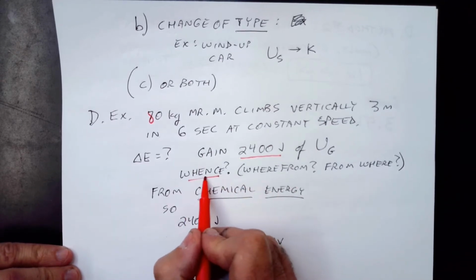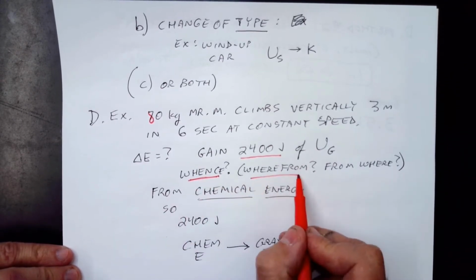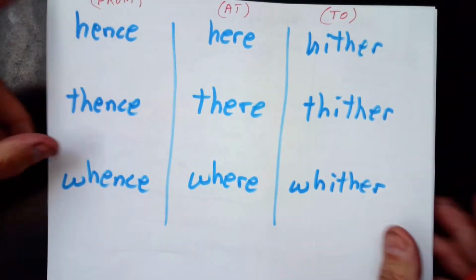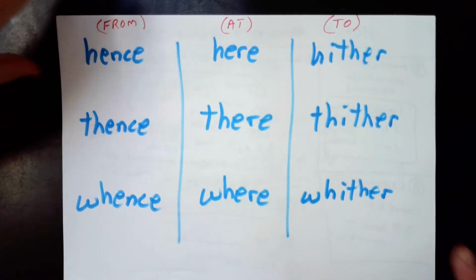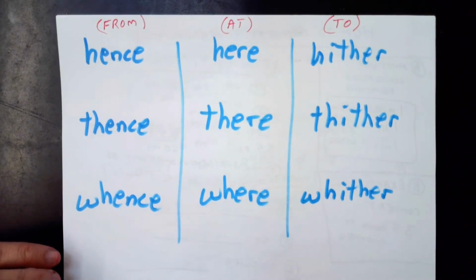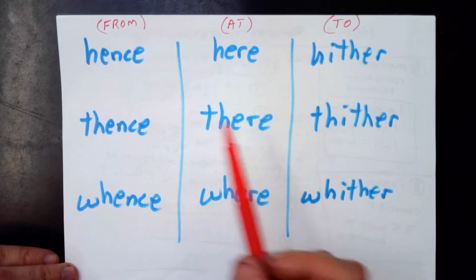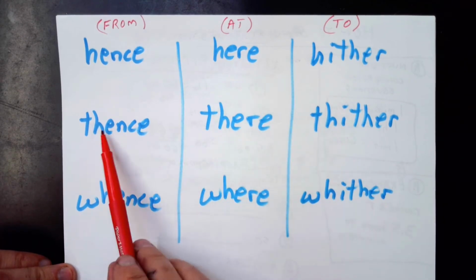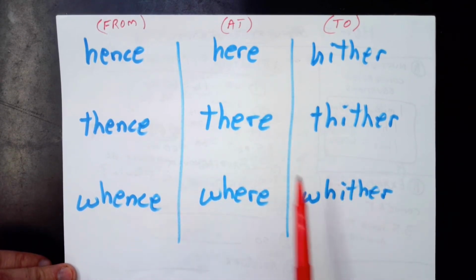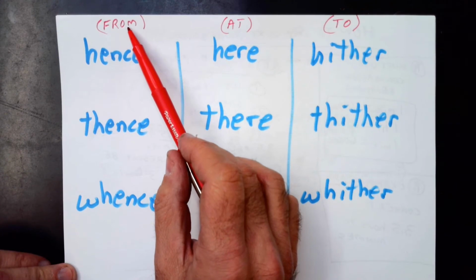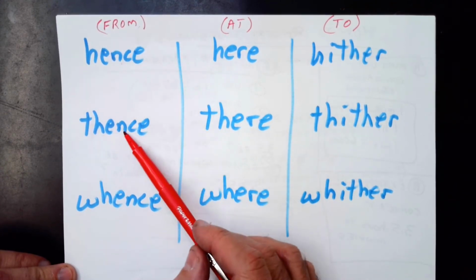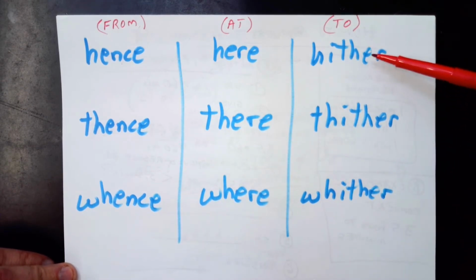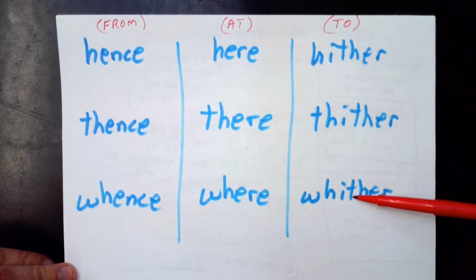But whence? And whence is a fancy old-fashioned way. Where from is a little less old-fashioned, but it means from where. And for when you read older English, here's a little chart, and you can see the patterns in this. If you like patterns, if you're one of those people like me, then this is all very patterny. See the H's across the top, TH and WH? If you have the idea of from, hence means from here, thence means from there, whence means from where, and so forth. And hither is to here, to there, to where, etc.